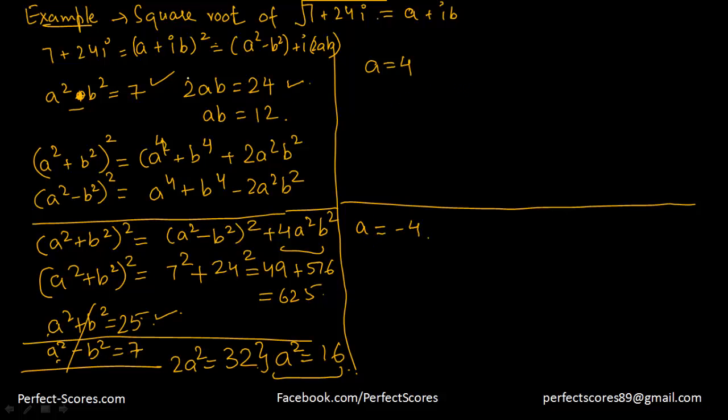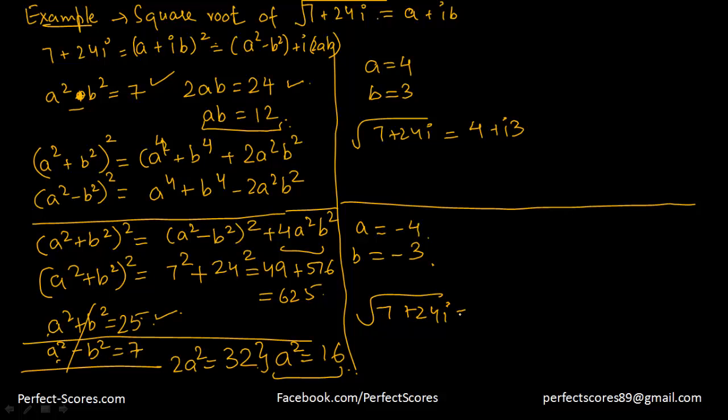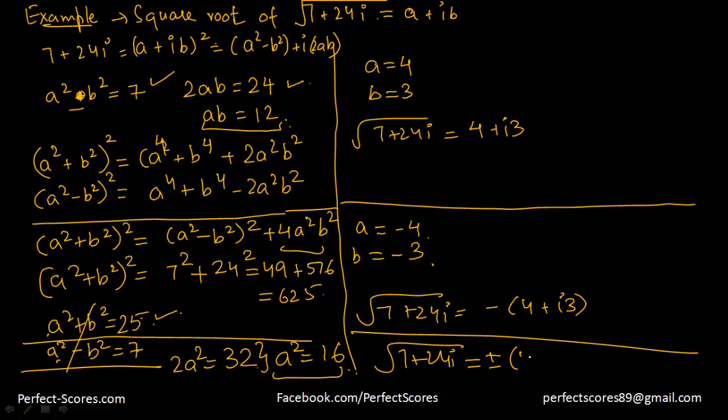If a is equal to 4, and we already know that ab is equal to 12, that means b is going to be 3 here, and b is going to be negative 3 here. So that means you have two solutions. The square root of 7 plus 24i in this case is equal to 4 plus i3, and over here the square root of 7 plus 24i is equal to negative of 4 plus i3. So you can say that the square root of 7 plus 24i is equal to plus minus (4 plus i3). So this is how you find the square root of a complex number.